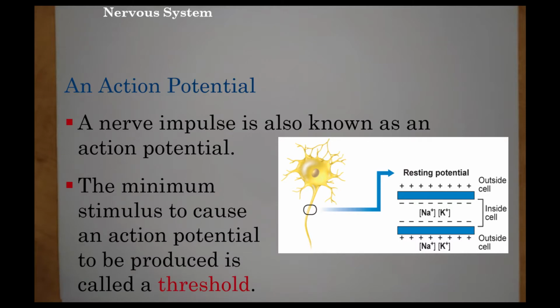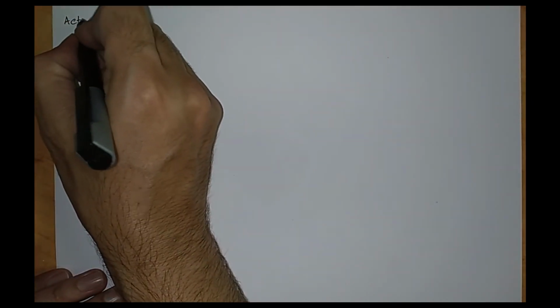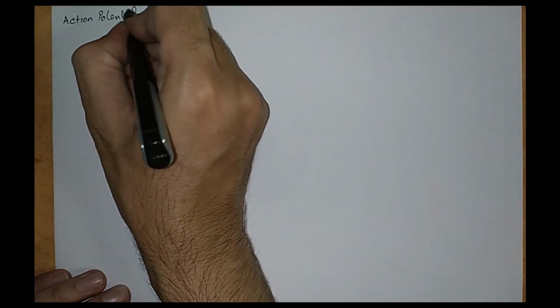Then we will discuss what mechanisms are involved at the cellular level that initiate and transmit a generated electrical current, which transmits the electrical message from one neuron to another neuron. So in today's topic we are going to talk about action potential.